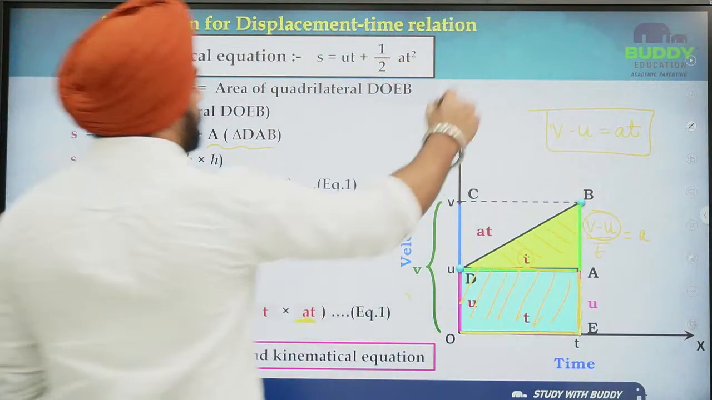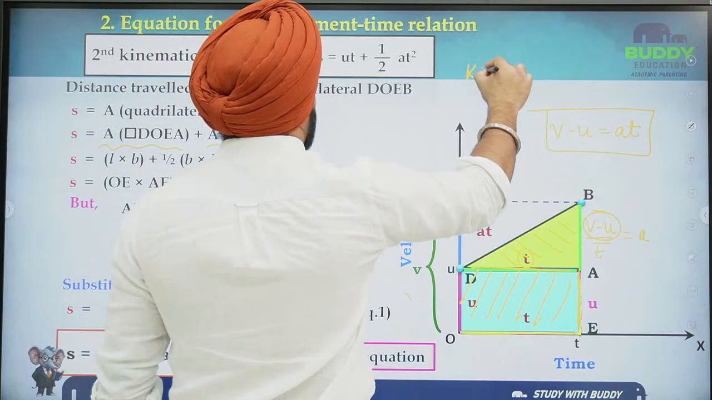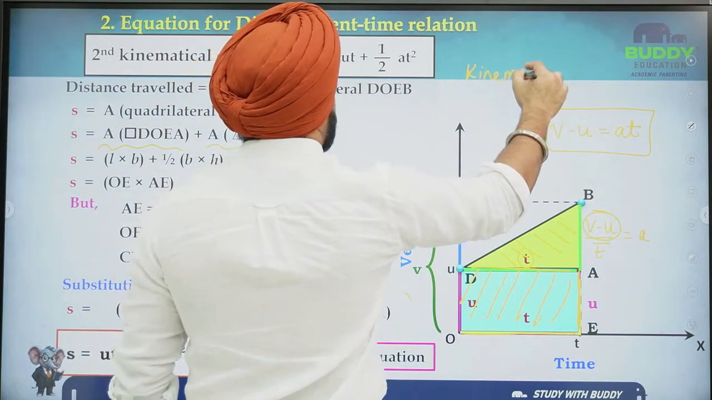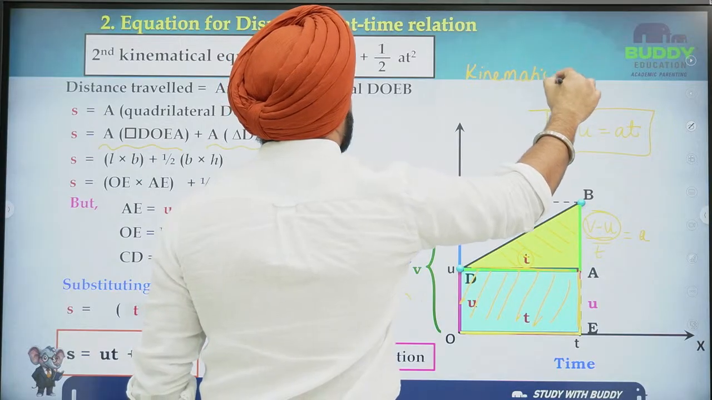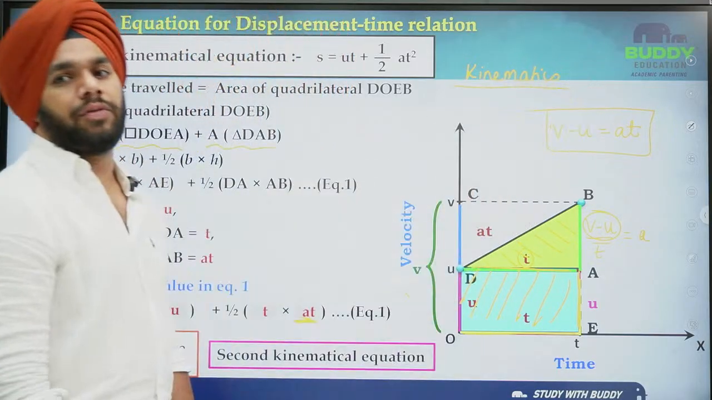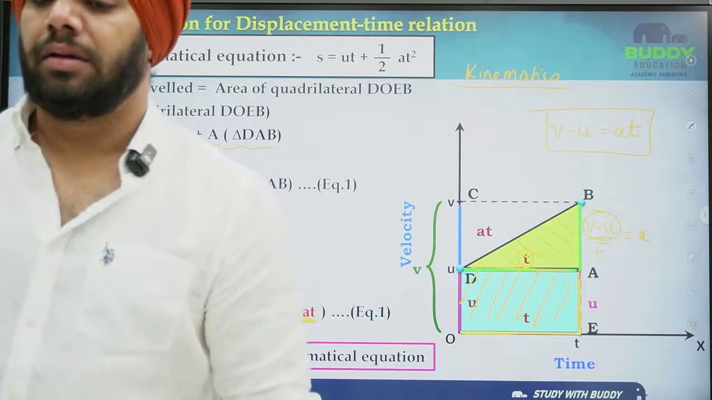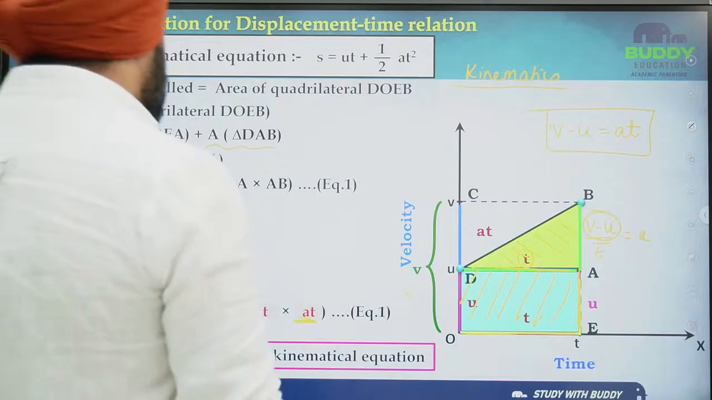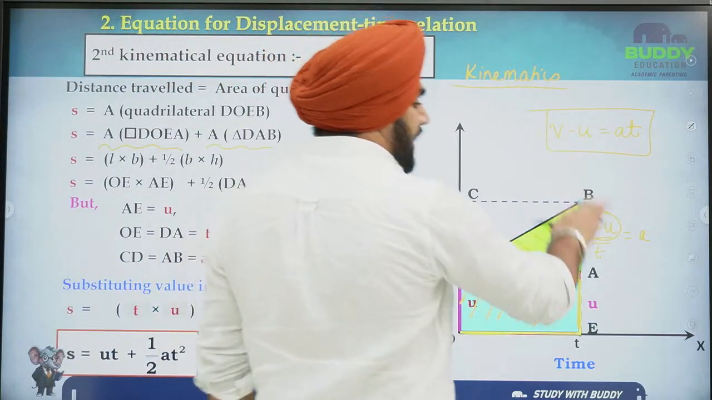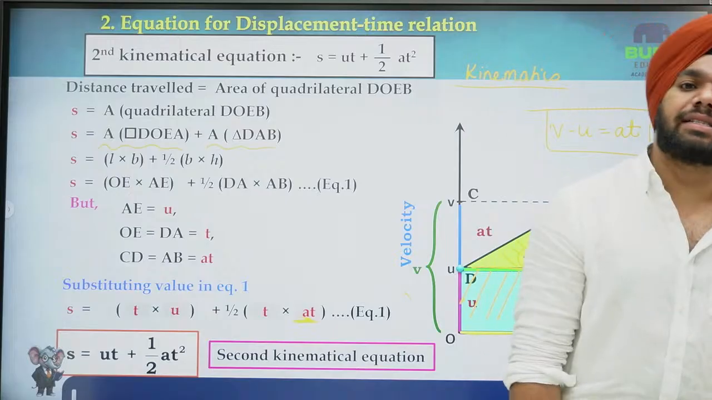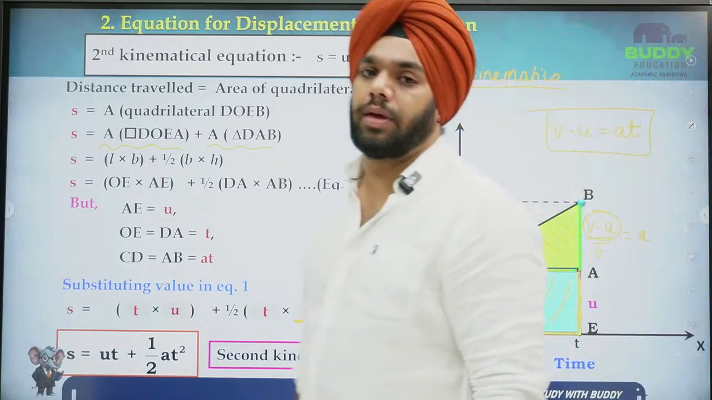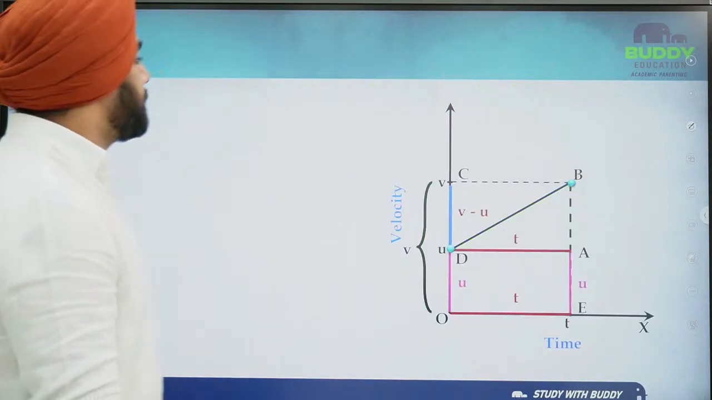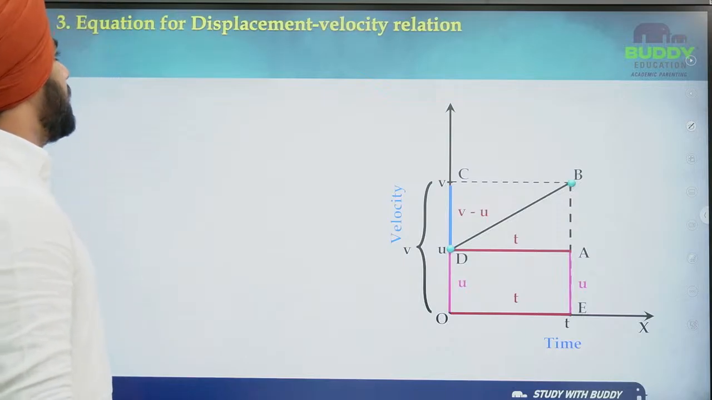See, we are studying kinematics. Kinematics is the branch of physics that deals with the motion of an object. So this is the second equation of motion. So we called it as second kinematical equation. Okay, got my point? Now coming to the third one.